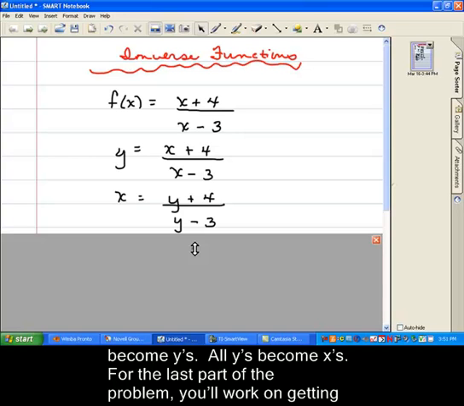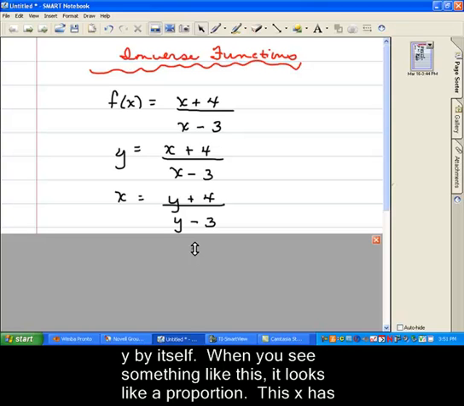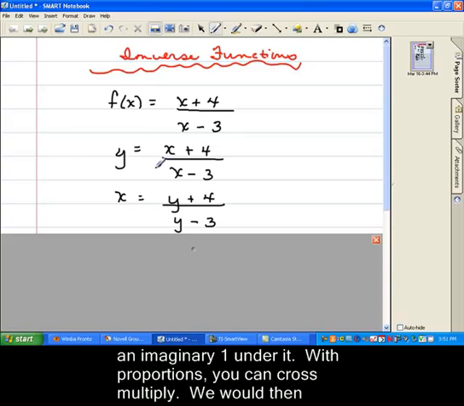Now, for the last part of the problem, you want to work on getting y by itself. When you see something like this, since you have two y's, and it looks like a proportion, because remember, this x right here really has an imaginary 1 underneath it. If we draw a 1 underneath that x, we actually have an imaginary 1 here. So this is actually a proportion. And remember, with proportions, you can cross multiply. So we could take our problem and cross multiply.